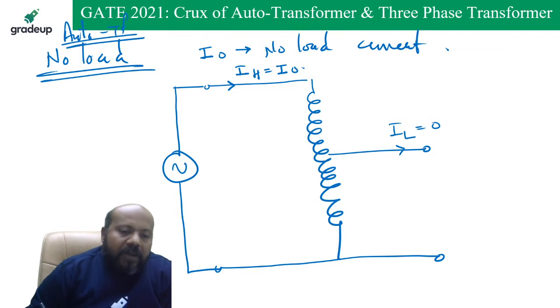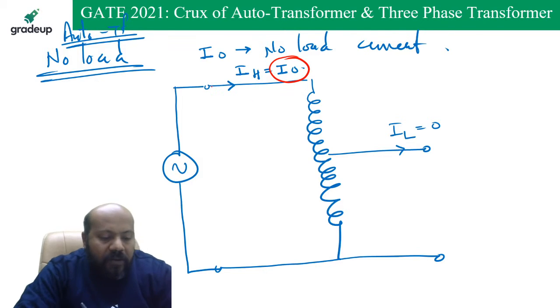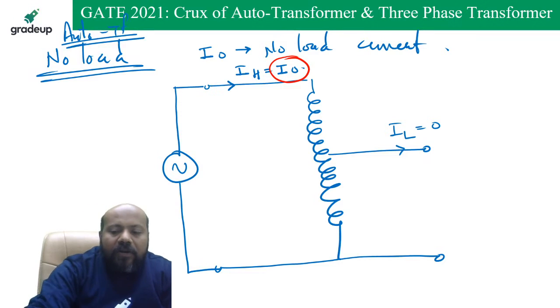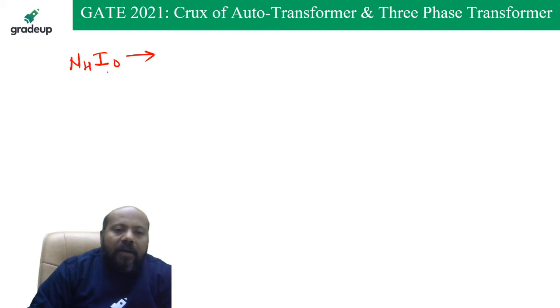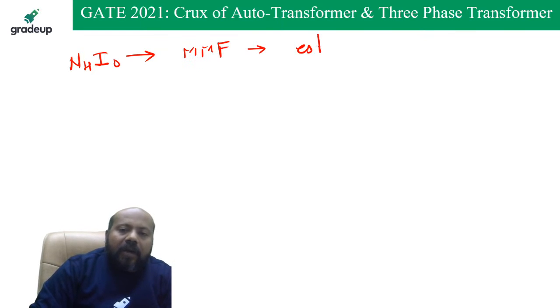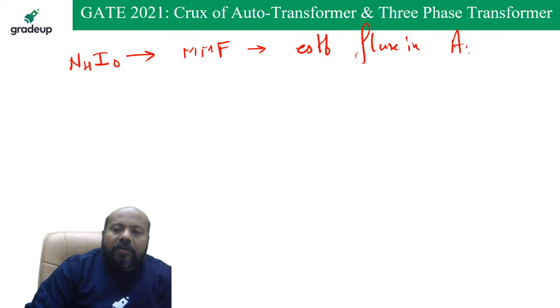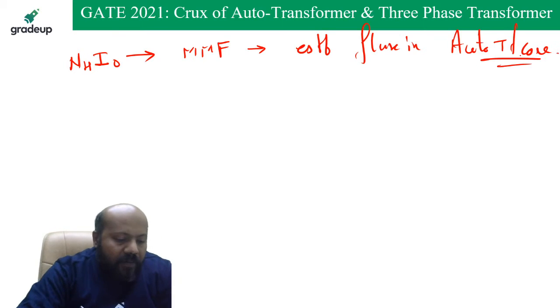Now what is the purpose? If no load is connected and the transformer is a static device, can you tell me what is the purpose of this no load current? What you are going to do with this no load current? NH I naught. This is the MMF which is going to establish flux in the auto transformer, which is the first phenomenon.